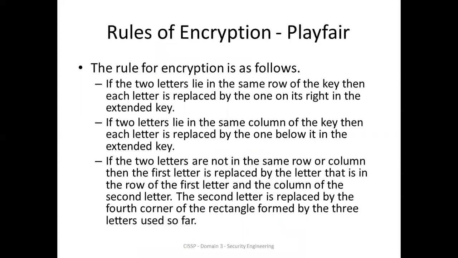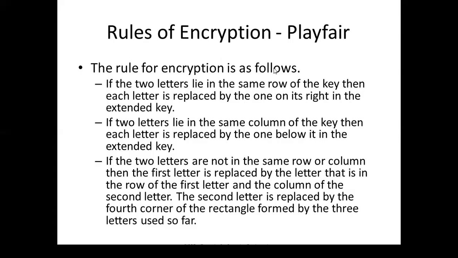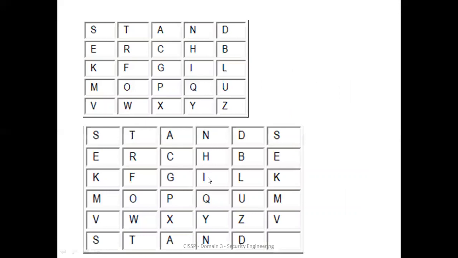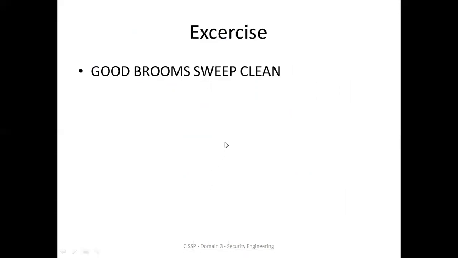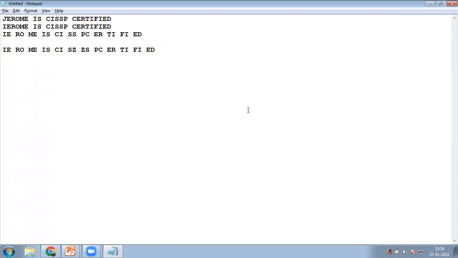Now, going back, the rule for the encryption is as follows. If the two letters lie in the same row of the key, then each letter is replaced with the one to its right in the extended key. So if we go back to our text IE, where is I here? I is here and E is here. So they are not on the same column and they are not on the same row.